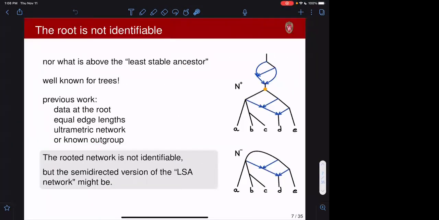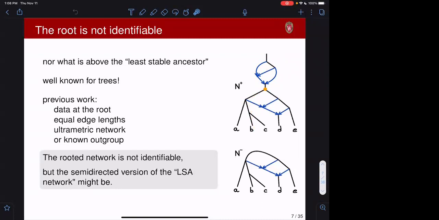So for the bad news, something that you might say, oh, duh, of course, is that the root is not identifiable. And by this, I mean that the least stable ancestor, that's the node here, such that any path from the root to any leaf has to go through it. So this least stable ancestor and anything that's above is not identifiable. So this is well known for trees, but interestingly, I didn't find it clarified in previous work, and there were other assumptions that were made in previous work.